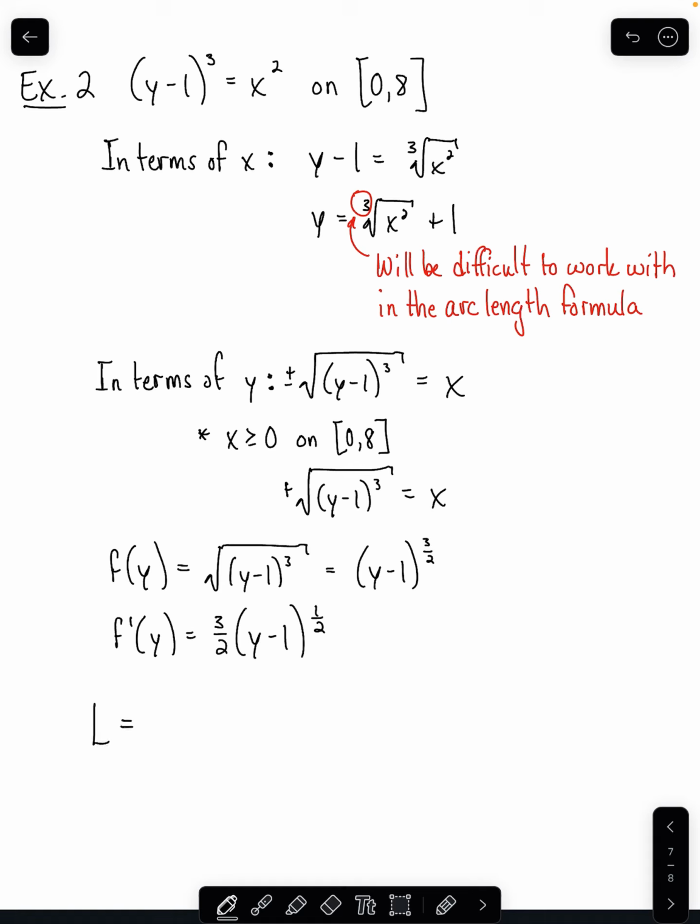The arc length here then, well, we're going to need to figure out our limits of integration, because the x values, the values of the interval given are x values. So we need to find the y values that are associated with them before we can define this. We'll come back to those in a moment. For now, we can set up the integral as 1 plus 3 halves times y minus 1 to the 1 half squared dy.